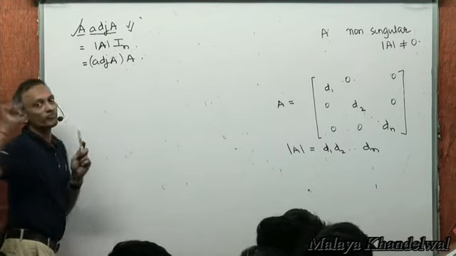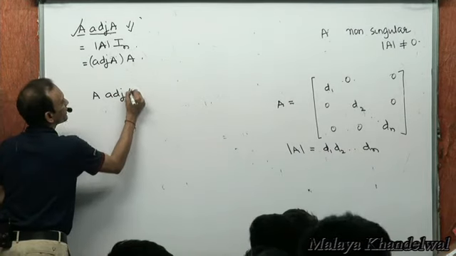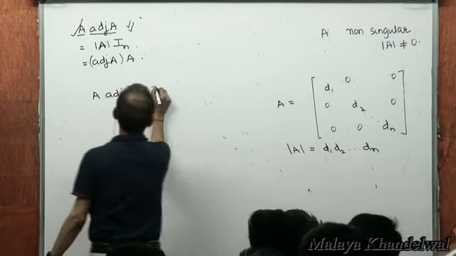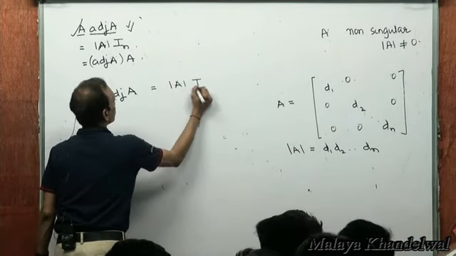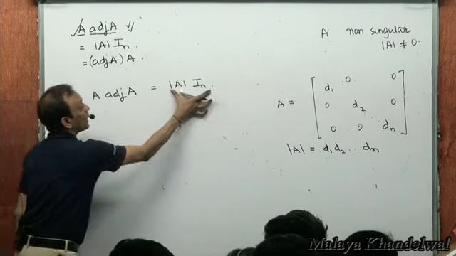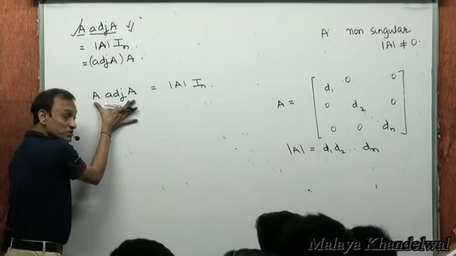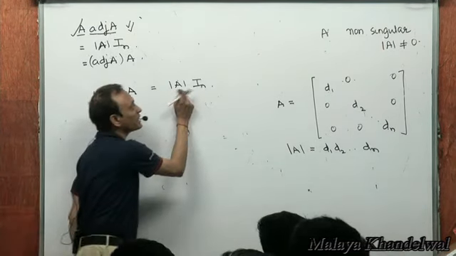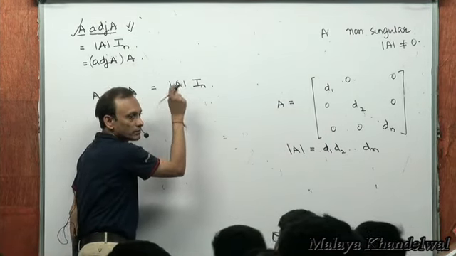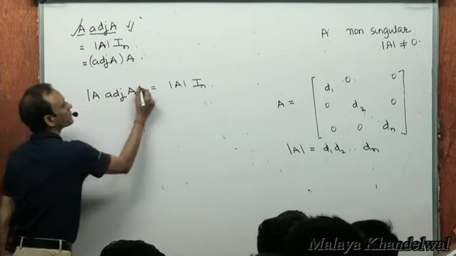A is a square matrix of order n. Look at A adjoint A, which I said is determinant A into In. This is not a number, this is just a matrix. This is also a matrix whose diagonal elements are determinant A. It's a diagonal matrix with determinant A on the diagonal. Right? Now, let me take the determinant of both sides.